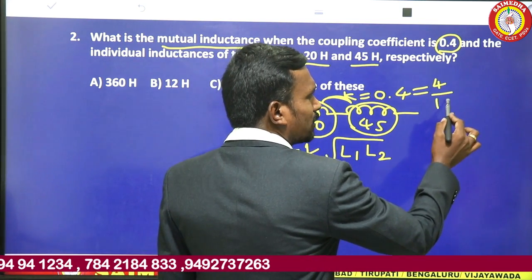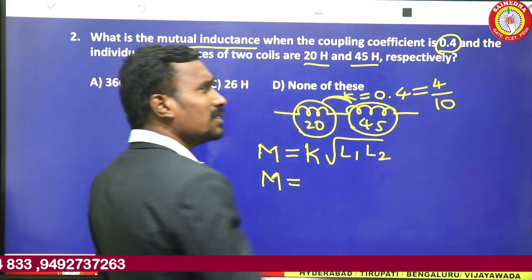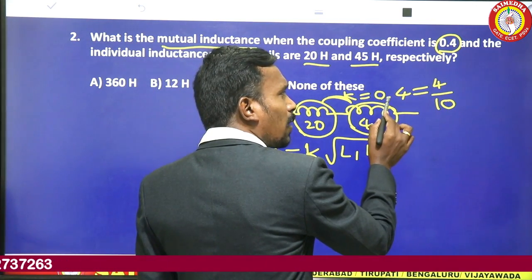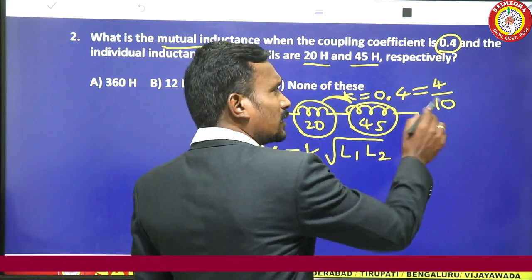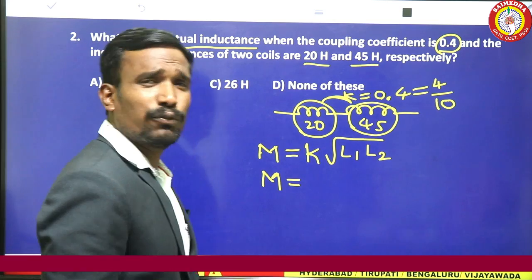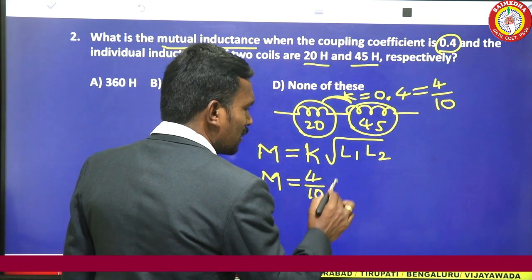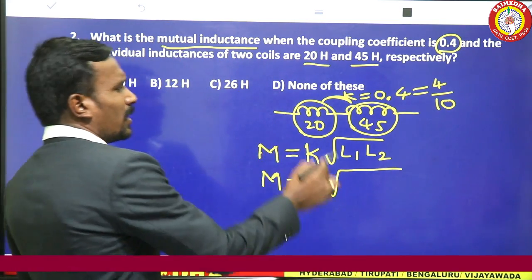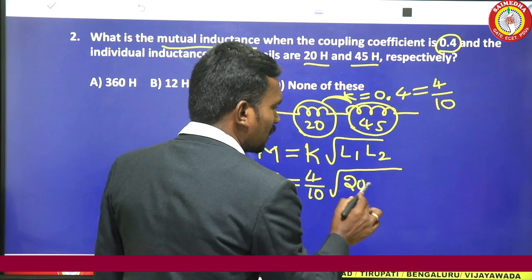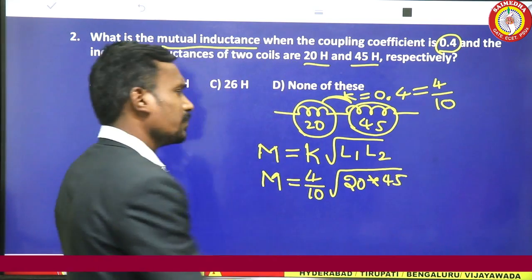0.4 can be written as 4 by 10, because there is one value after the decimal point. That's why 0.4 can be 4 by 10. So M is equal to 4 by 10 times square root of L1. What is L1? The first coil inductance, 20, multiplied with L2, 45.